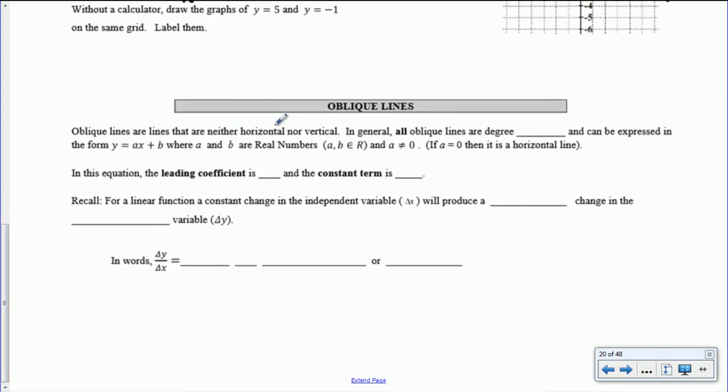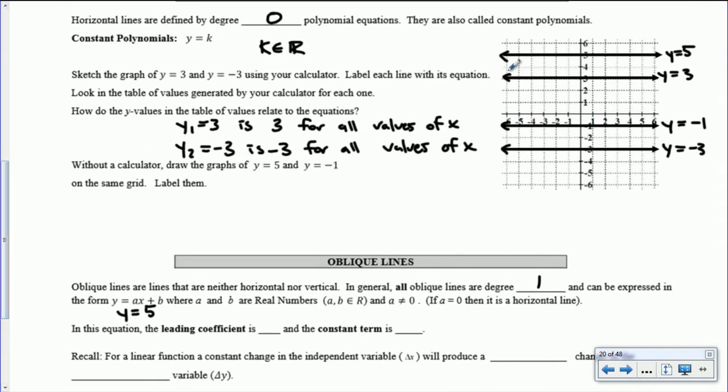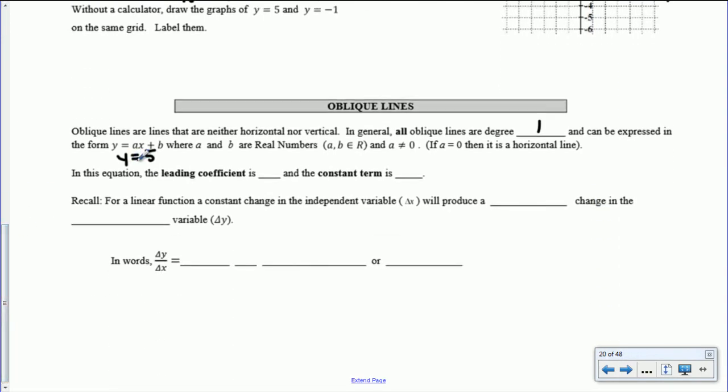Okay, moving on to oblique lines. Oblique lines are lines that are neither horizontal nor vertical. In general, all oblique lines are degree 1 and can be expressed in the form y equals ax plus b, where a and b are real numbers and a can't be 0. If a was 0, we just have a horizontal line. Suppose a equals 0 and b equals 5, for example, y equals 5, that would just match up to the line we just did, which is horizontal. So a cannot be 0, because otherwise it'll just be a horizontal line.